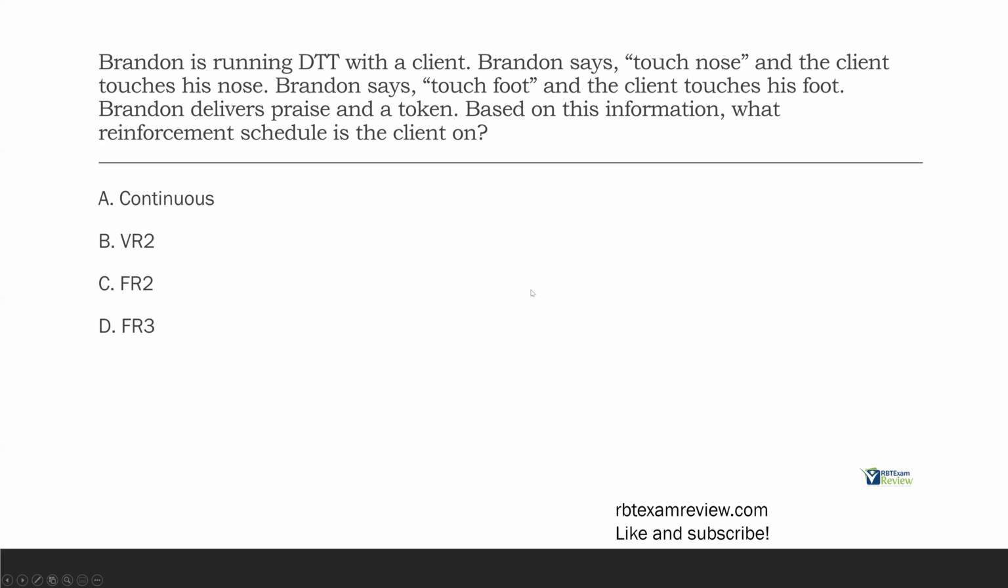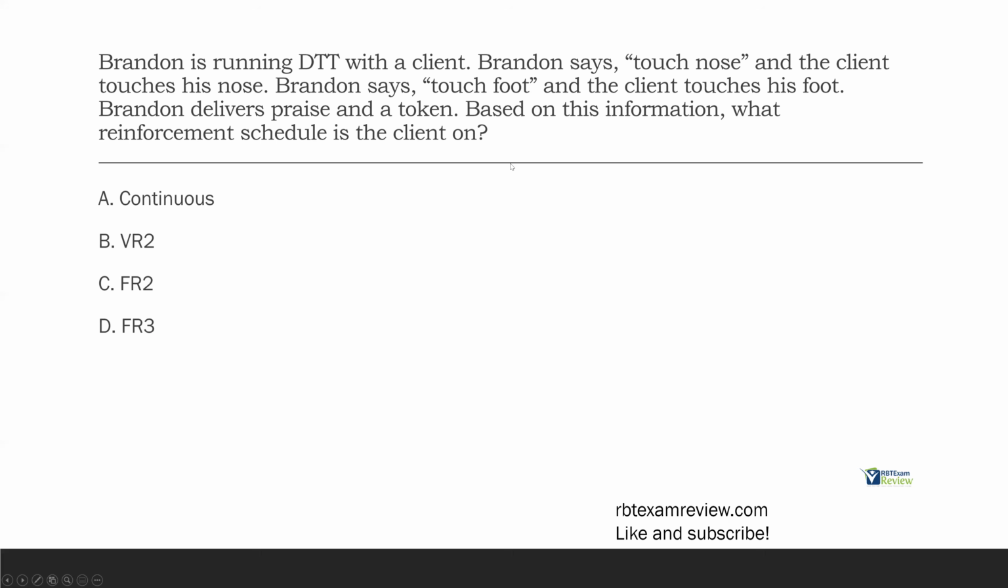Are we dealing with responses or are we dealing with time? Clearly, Brandon says touch nose, client touches nose. Brandon says touch foot, client touches foot. Clearly, we're dealing with responses. Well, if we look at our answer choices, unfortunately, we can't eliminate any answers yet. Now, continuous is also known as what? It's also known as FR1. And in an FR1, you're receiving reinforcement for every correct response. In this case, what happens? Well, the client has to engage in two responses for reinforcement, so it can't be continuous. It also can't be FR3. It has to be VR2 or FR2.